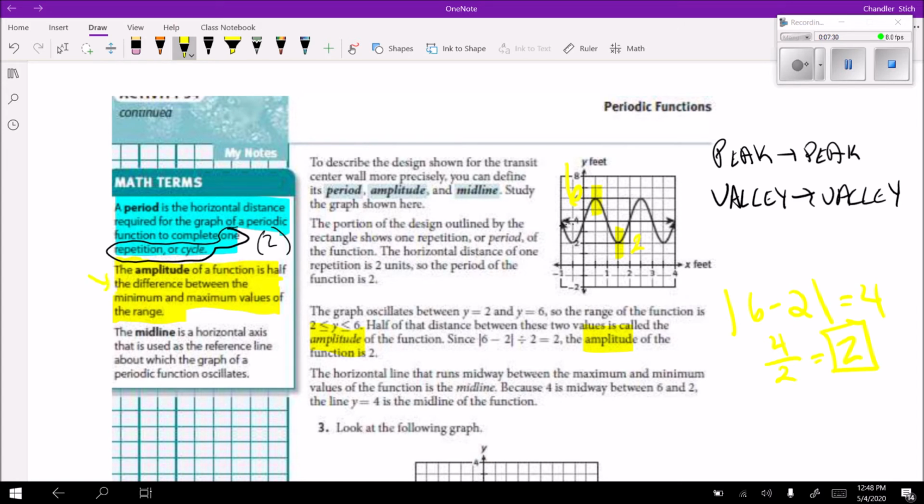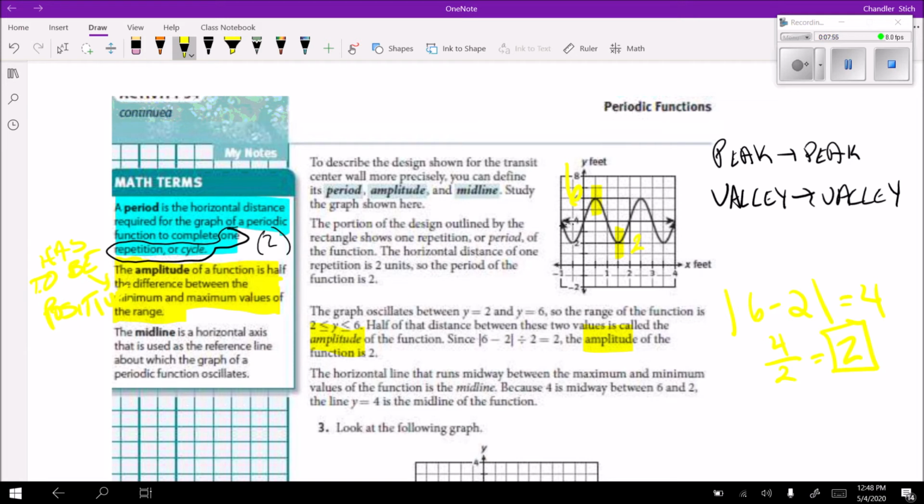One thing about the amplitude, it has to be positive. This is a distance, right? It's the distance, so you have to have a positive distance. You cannot have a negative distance, right? We've talked about that before. That doesn't exist.